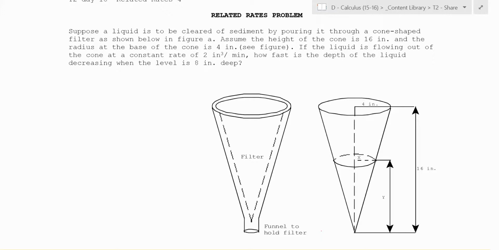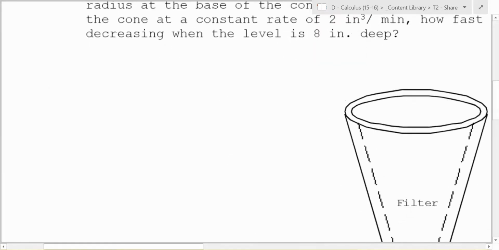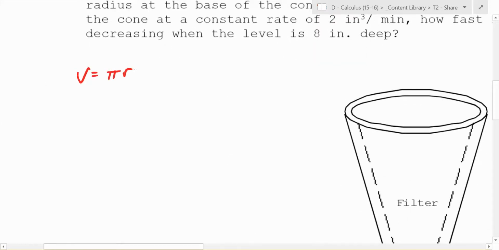You know that you're talking about volume equaling what? Pi r squared h, but we're not doing, oh, it's 1/3, sorry. So it's going to be 1/3 pi x squared times y. If you were to take the derivative of that, what rule would you have to use? You'd have to use the product rule.